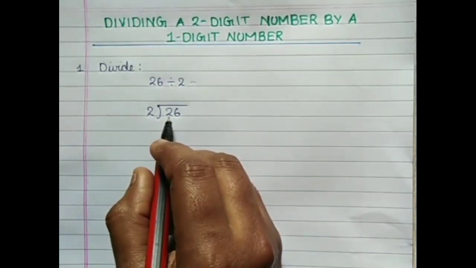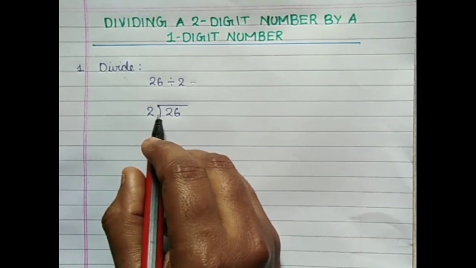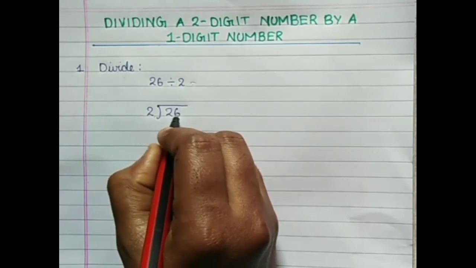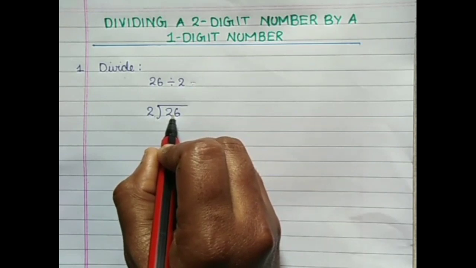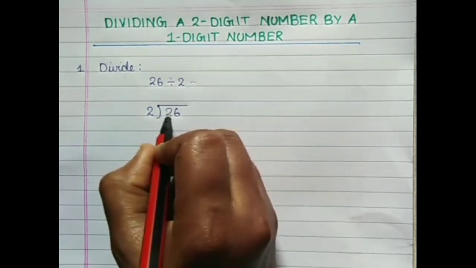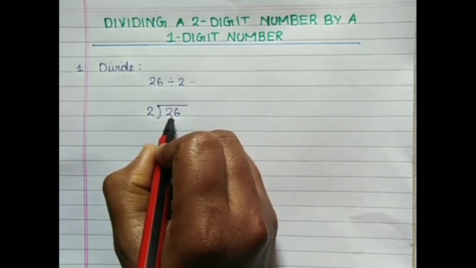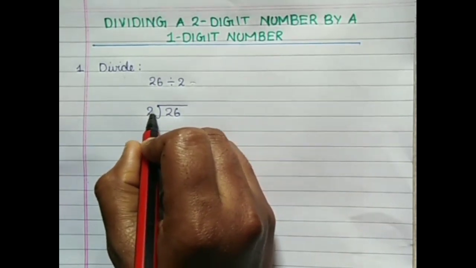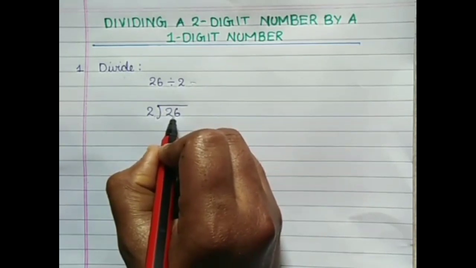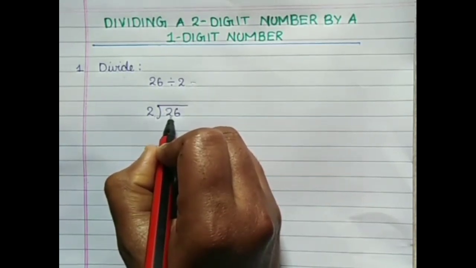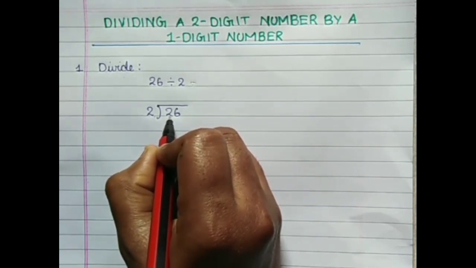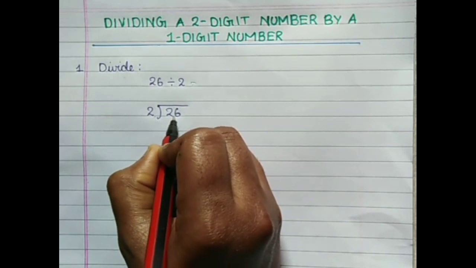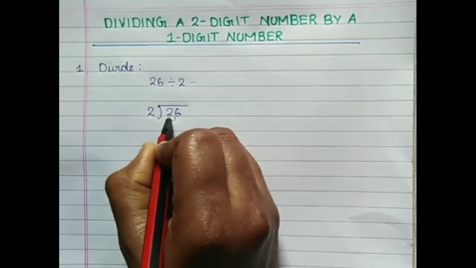Children, do you know how to divide a 2-digit number by a 1-digit number? Okay, I will tell you. In 26 we have 2 digits. To divide 26, we cannot take the number 26 together. So children, remember that first we should take the digit in the tens place. Here in the tens place we have 2. So we should take the number 2. To understand this, we can put a comma between 2 and 6. So take the number 2.